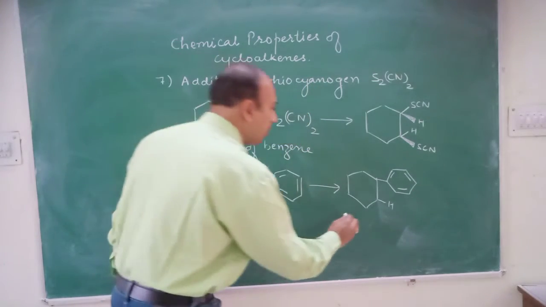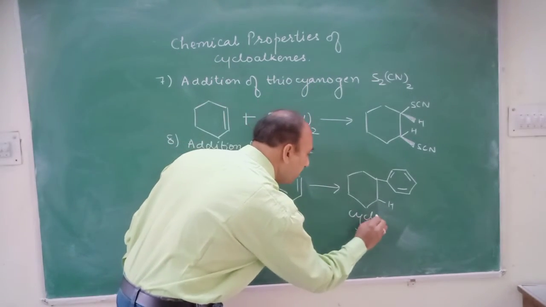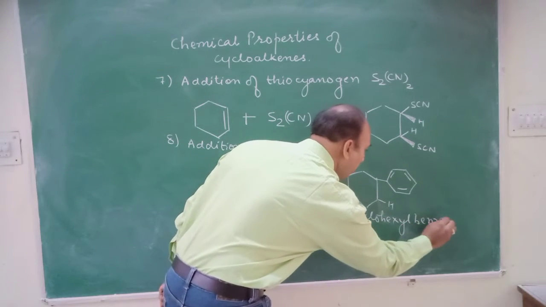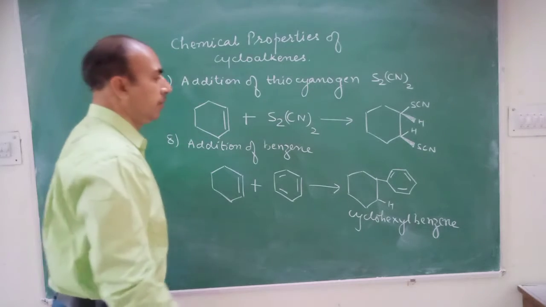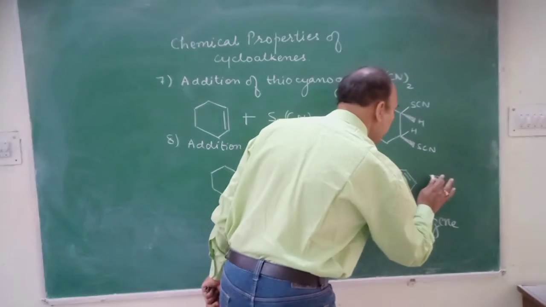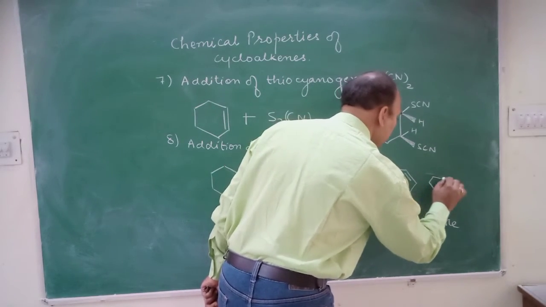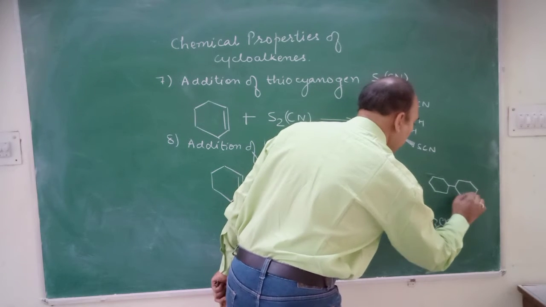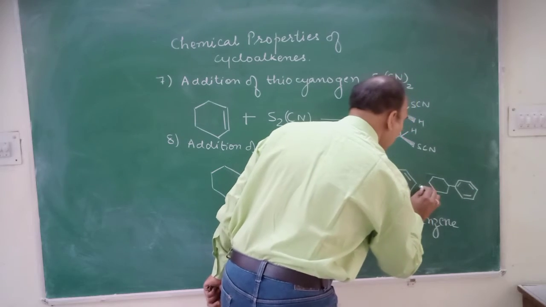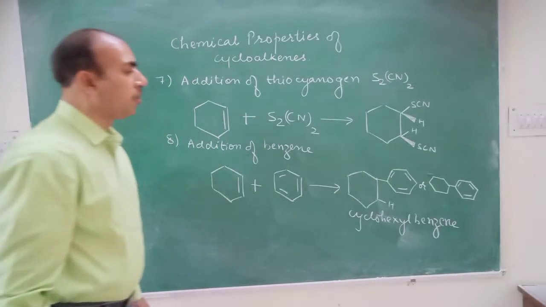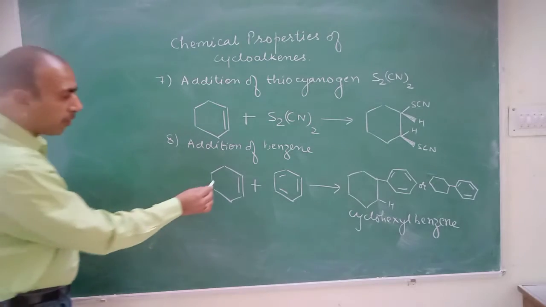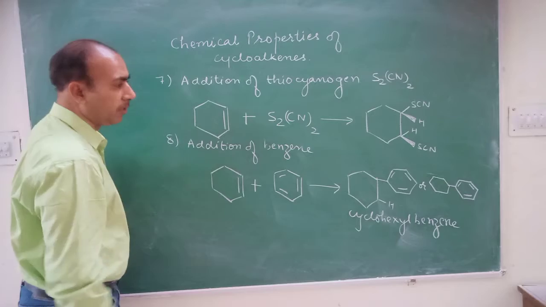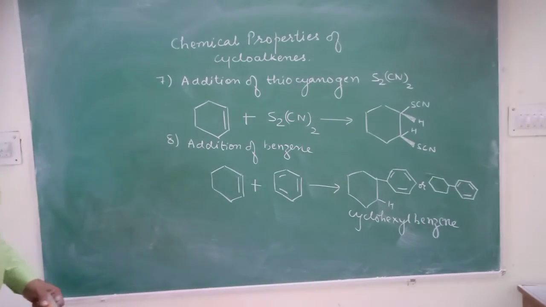In this way, cyclohexyl benzene is being formed. It can be written in this way also. Cyclohexyl benzene is being formed, where the double bond is getting saturated by the hydrogen atom and the phenyl part of the benzene ring. In this way, the product is cyclohexyl benzene.